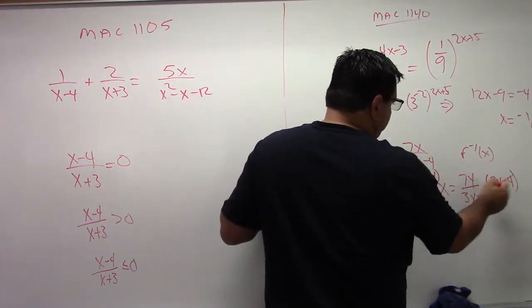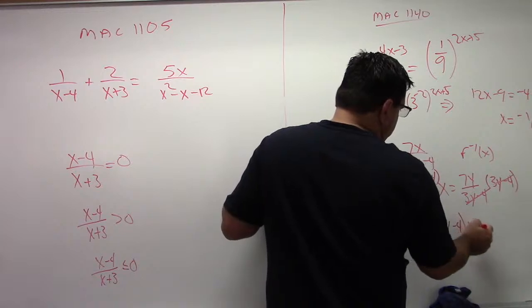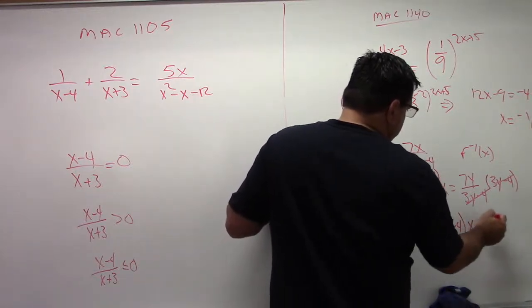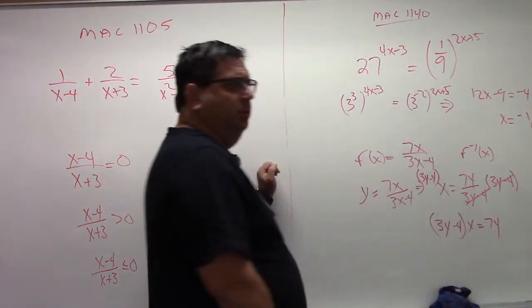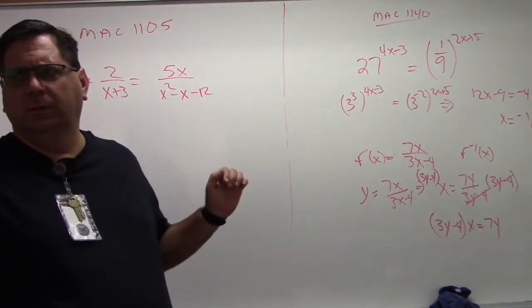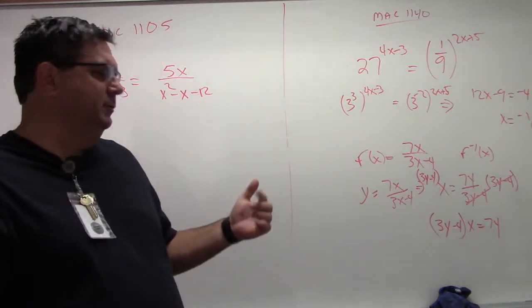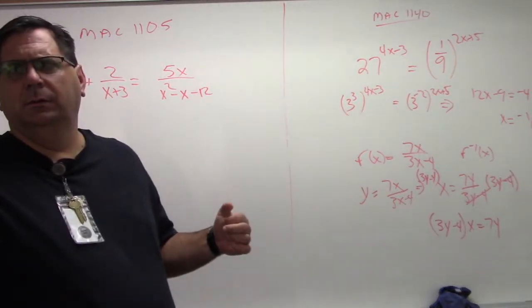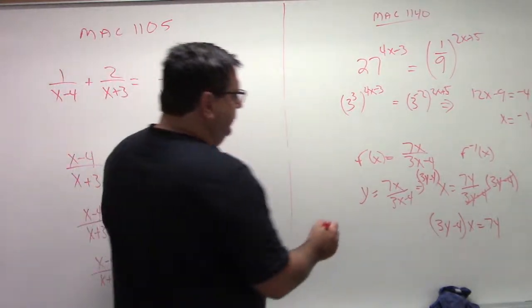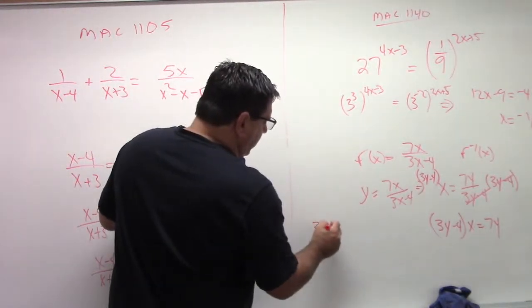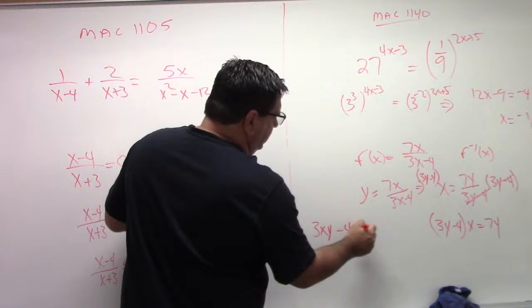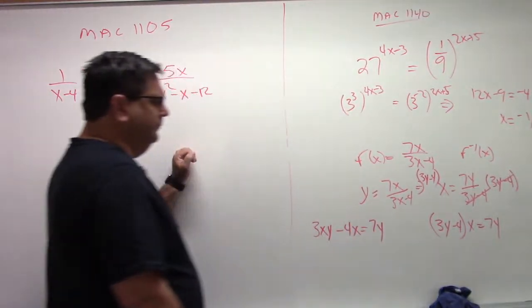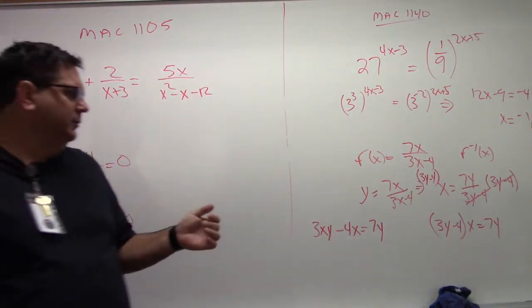So now you're going to multiply by 3y minus 4 to both sides. Now your whole goal here is to solve for y, yes? So at some point you've got to get the y's on the same side. You agree? So we got 3xy minus 4x equals 7y. Do we agree? Yep. Now we've got to get the y's on the same side.